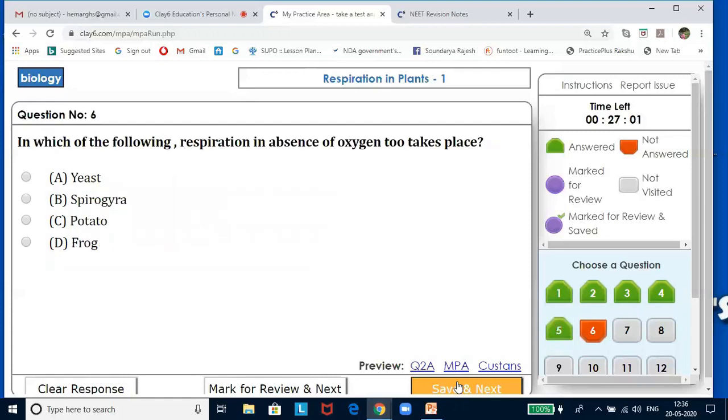In which of the following respiration in absence of oxygen takes place? So absence of oxygen is anaerobic respiration. So anaerobic respiration is shown by yeast and it is called fermentation. So the answer is yeast.